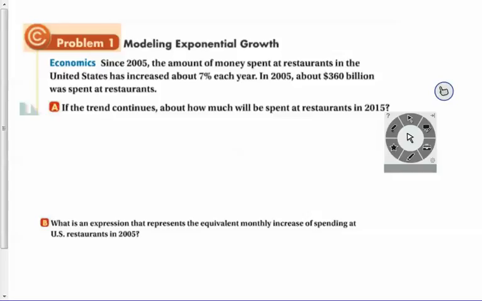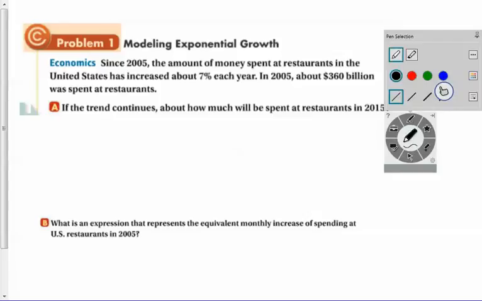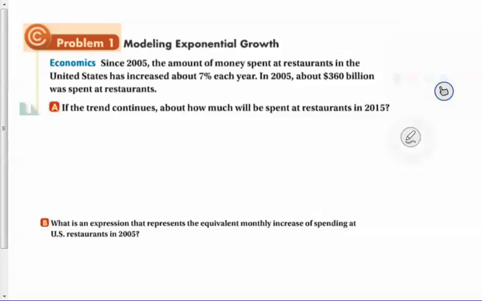Since 2005, the amount of money spent at restaurants in the United States has increased about 7% each year. In 2005, about 360 billion dollars was spent at restaurants. If the trend continues, about how much will be spent at restaurants in 2015? This is obviously old, but you go based off of 2005. And what expression represents the equivalent monthly increase of spending at U.S. restaurants in 2005?